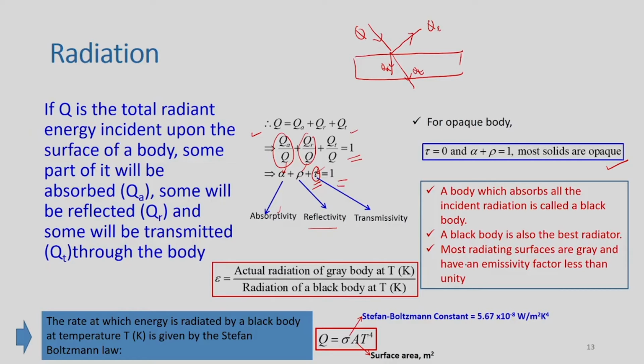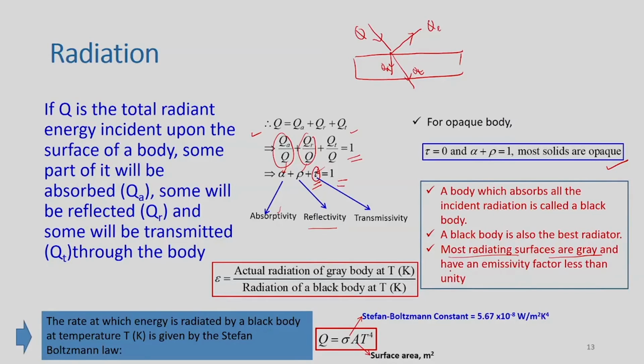Okay? Most radiating surfaces are grey bodies. When we consider some kinds of bodies, these bodies are not always black bodies. They cannot absorb all the radiation falling on that body, right? So, in most cases what we will encounter are grey bodies. Okay? So, it will have some emissivity. Okay? So, how to calculate this emissivity?